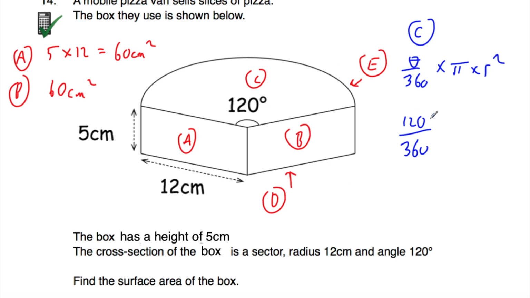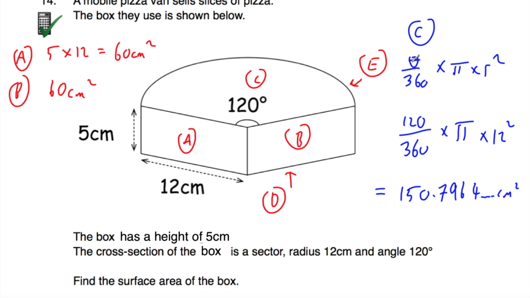And this is 120 360ths, or a third if you cancel it down, times pi times the radius of the whole circle. If it was a whole circle, what would the radius be? Well, that would be 12 centimeters, 12 squared. And if you type this into your calculator, you get the area of that sector. So let's do that. And if you do that, you get an answer of 48 pi, or as a decimal number, 150.7964 and so on centimeters squared. So that's the area of C, that sector.